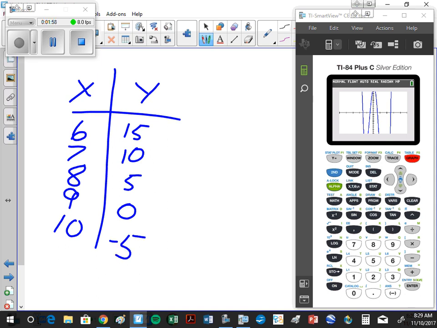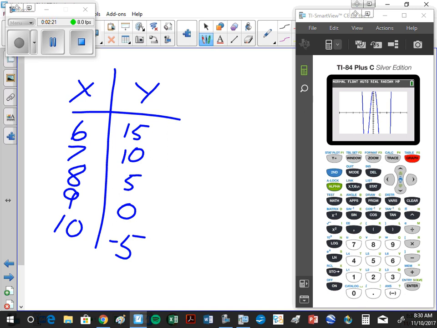What is the linear change in this function? Minus 5. So the x's go up by 1, and the y's go down by 5. So the slope would be negative 5 over 1. Down 5 over 1, down 5 over 1, down 5 over 1. And that would be a linear function.